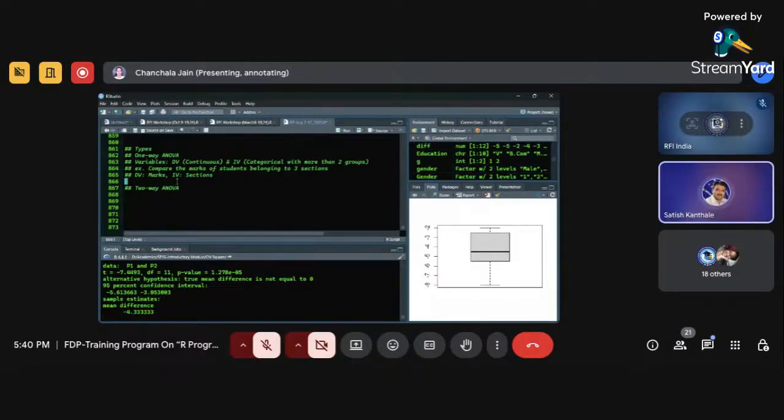Wait a moment, madam. Can you please repeat that hypothesis again, the marks and section relationship in the one-way ANOVA? I said there is no significant difference in the mean marks of students belonging to three sections.